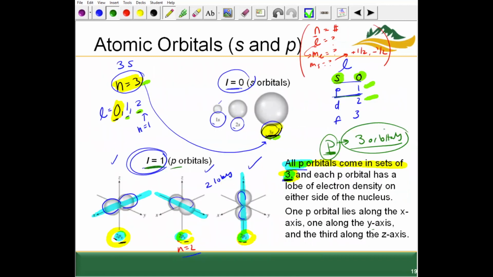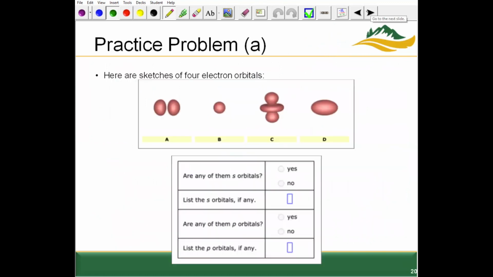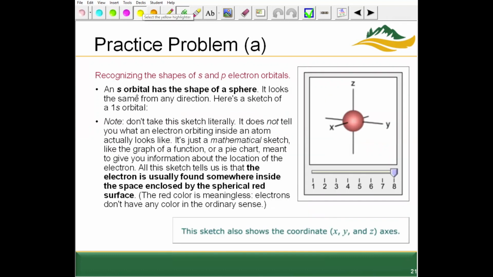So let's keep going here and try a practice problem to hopefully further solidify these concepts. Are any of these s orbitals? If so, we will list them. Are any of these p orbitals? If so, we will list them. The s orbital has the shape of a sphere. Here's an example of a 1s orbital. The n value here is 1. S means we have an L value of 0. So you should be able to look at a subshell like this and describe the n and the L value.